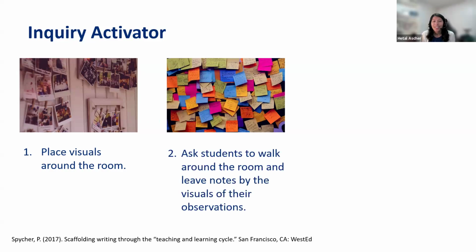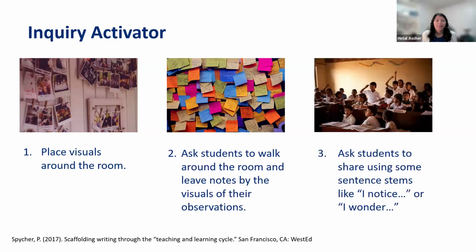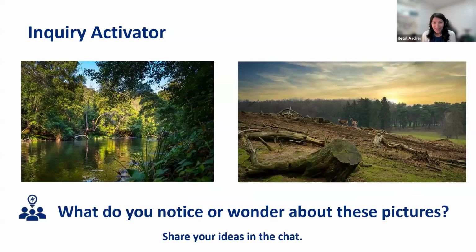Step two is to ask students to walk around the room and leave notes by the visuals of what they notice. And in the third step, we want students to share what they notice, and you can provide sentence stems like I notice or I wonder or whatever you're working on in class. You can change those to make it fit for you. All right, are you ready to try this?